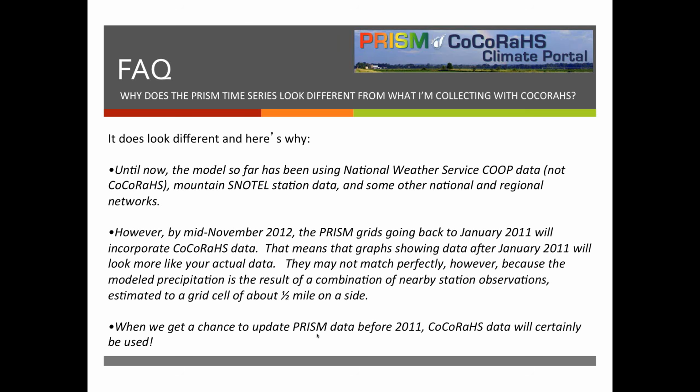Okay, well, here's the next question. Why does the PRISM time series look different from what I'm collecting with CoCoRaHS? Well, we wouldn't be doing CoCoRaHS if precipitation wasn't so incredibly variable. Again, the data points that went into this model, relatively few, relatively far between. The estimates of 30-year normals we feel will be very, very good, but there's going to be a lot of variability, especially for individual months.